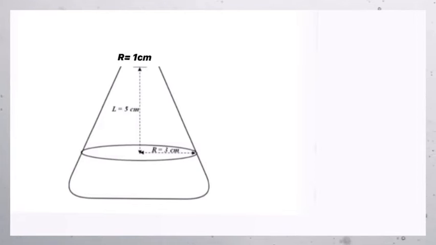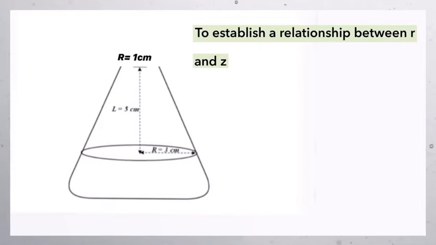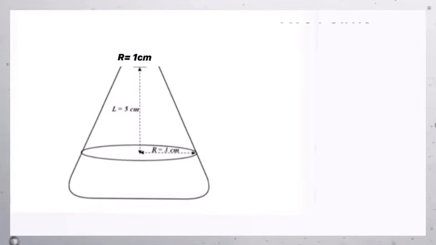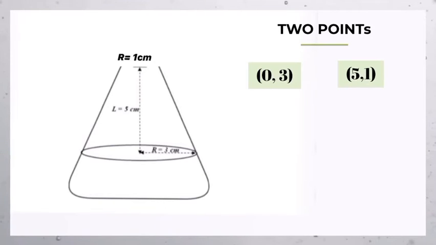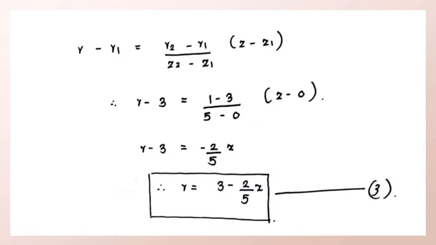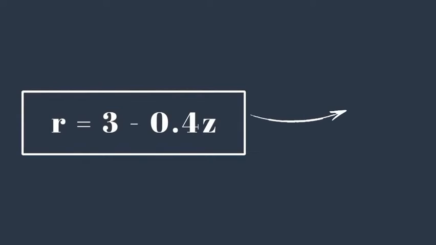The first thing we are going to do is to establish a relationship between R and Z. From the figure, when Z is equal to 0, R is equal to 3 cm, and when Z is equal to 5 cm, R is equal to 1 cm. From this, we obtain 2 points, (0, 3) and (5, 1). We will use the general equation of a line to find the relationship between R and Z. This is how we obtain the relationship. Therefore, the function we obtain is R equals 3 minus 0.4Z, which will be our equation 1.